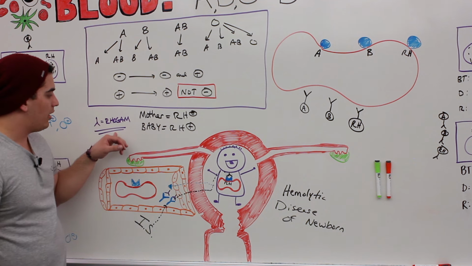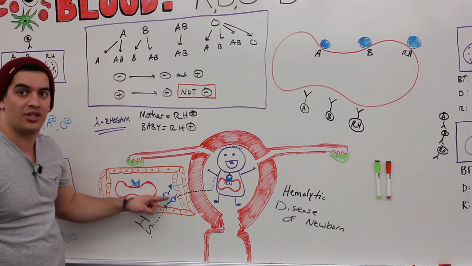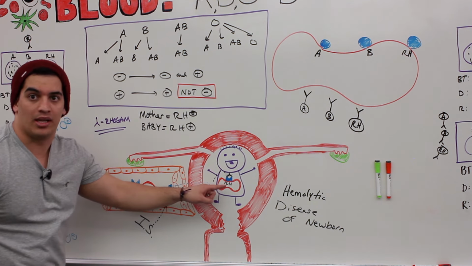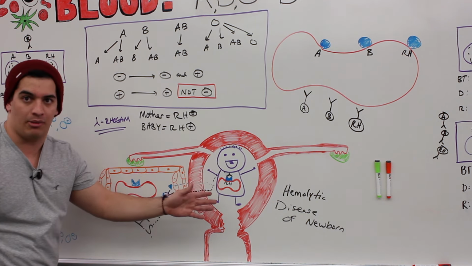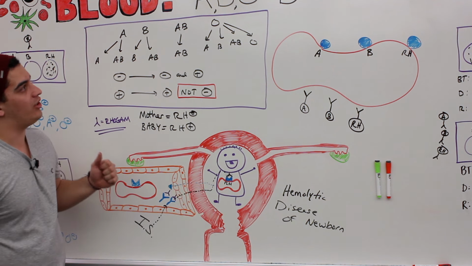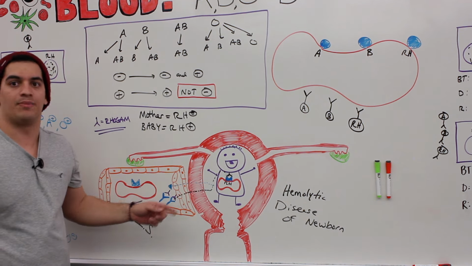So RhoGAM is an anti-Rh antibody. And look what it does. It actually binds here to these anti-Rh antibodies and prevents them from attacking the baby's red blood cells. And then what will happen? There won't be any destruction or damage to the baby's red blood cells. So again, that covers pretty much everything that we're going to need to know here for the ABO blood typing and erythroblastosis fetalis. All right, Ninja Nerds.